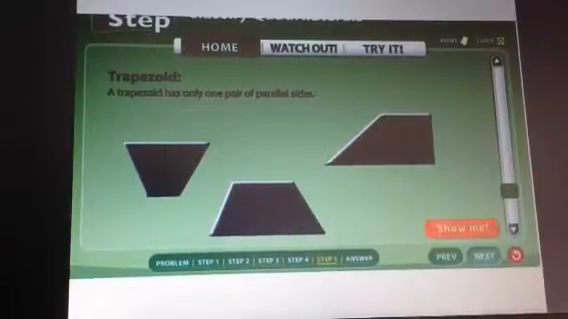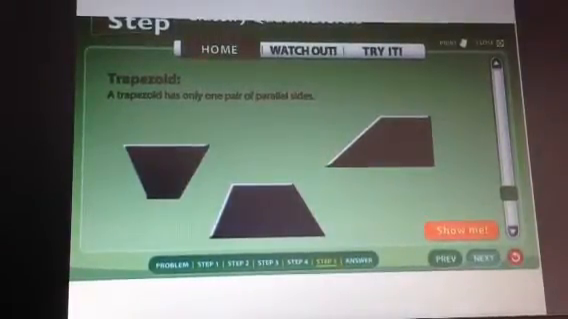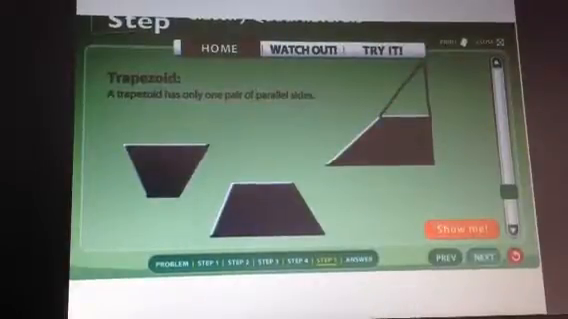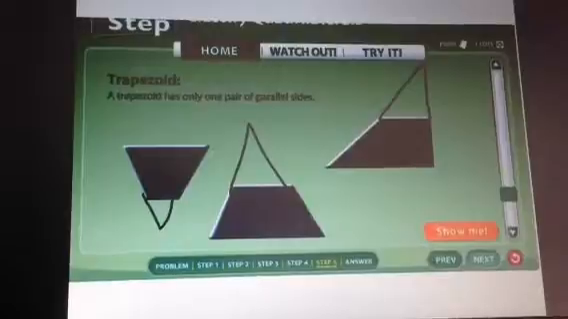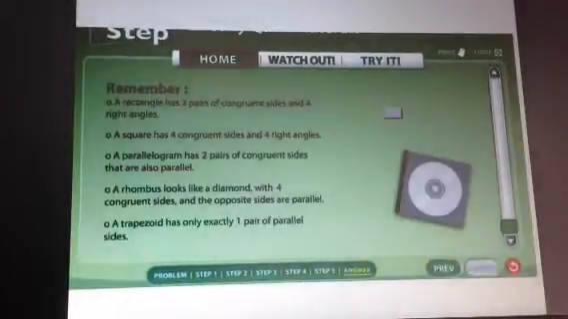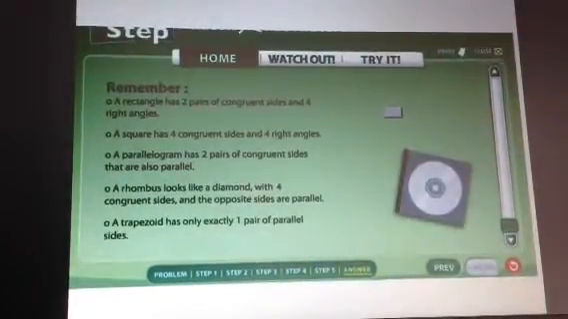A teacher once told me that a trapezoid looks like the bottom half of a triangle. It's true though, don't you think? So here's what we got.